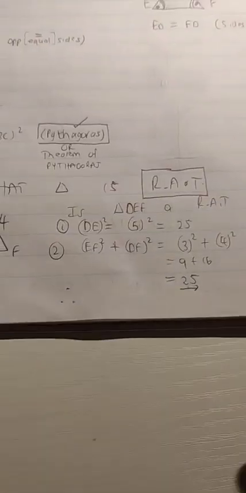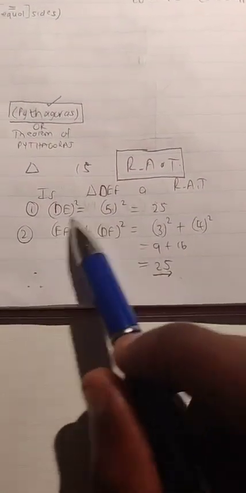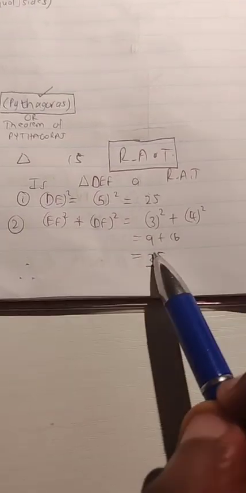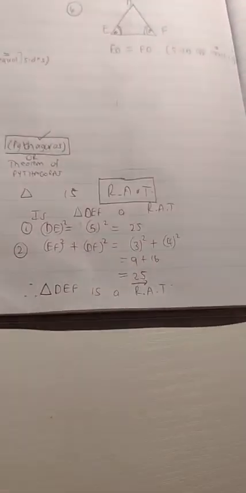What can we then conclude? Because the square of the longest side gives us 25, and the sum of the squares of the other two sides also gives us 25, we can conclude that triangle DEF is a right angle triangle.